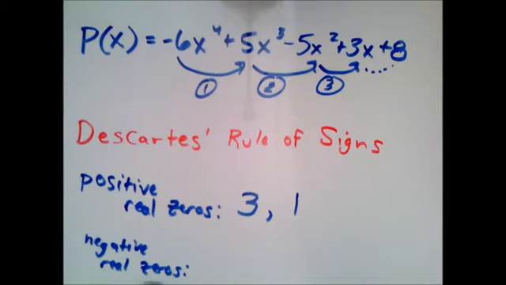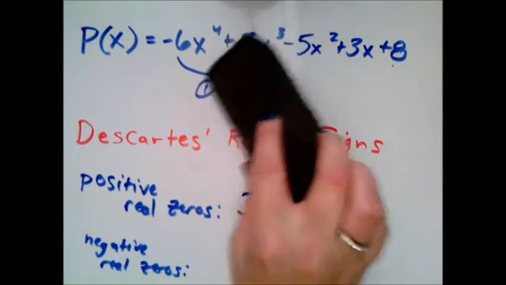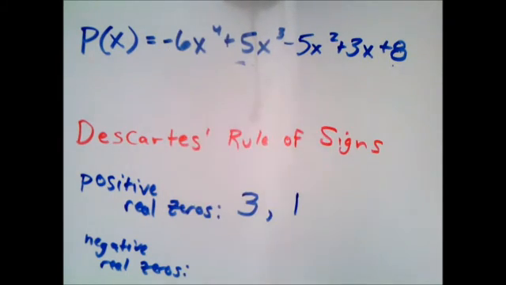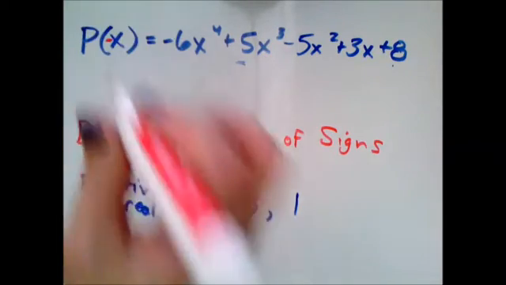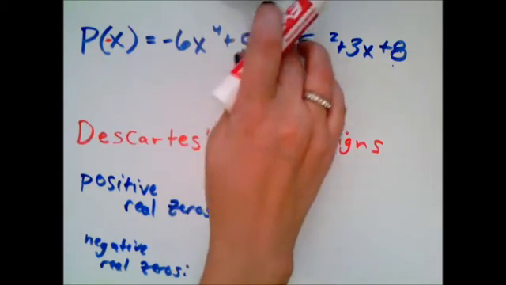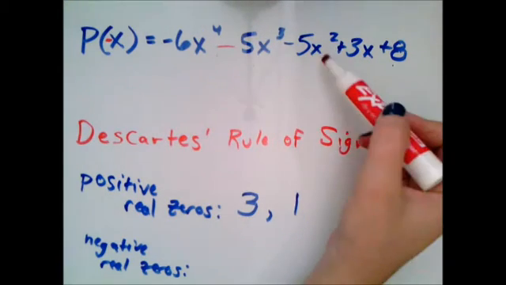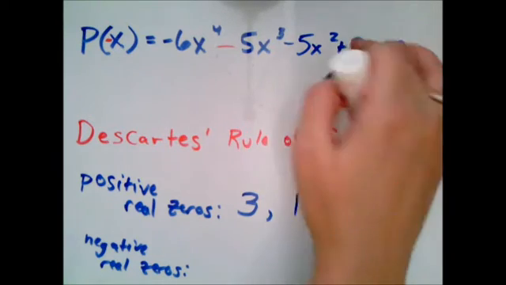Alright, so how do we get the negative real zeros? Well, we look back at this same equation and we say, what if we change x to negative x? What would happen? Here, because this is to the 4th, that would cancel anyways. This one's to the 3rd, so that negative would stay, or we could pull it out front. This one would cancel. This one would stay.